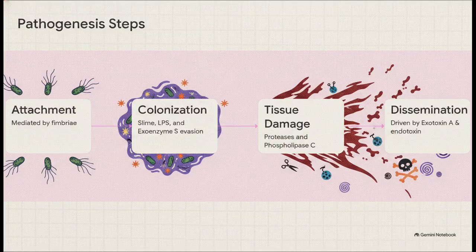Once it actually finds a vulnerability in a host, the invasion is highly systematic. Step 1, it attaches using fimbriae. Step 2, it colonizes and aggressively evades the host's immune system using extracellular slime, outer membrane lipopolysaccharides, and exoenzyme S. Once it's safely evaded detection, it unleashes severe tissue damage using proteases and phospholipase C. And finally, it goes systemic. This systemic dissemination is driven by endotoxin and a highly lethal weapon called exotoxin A.